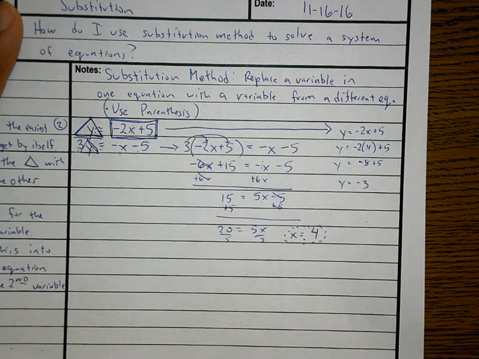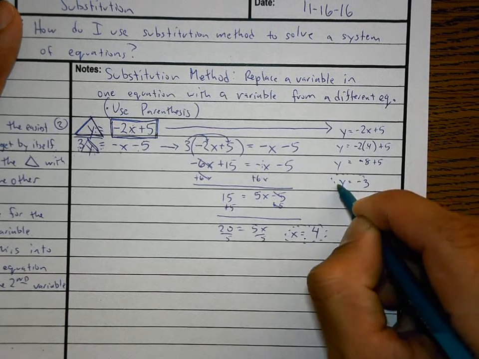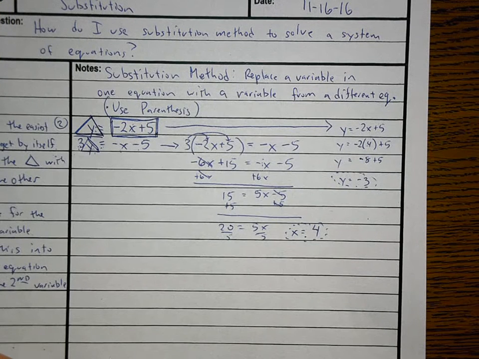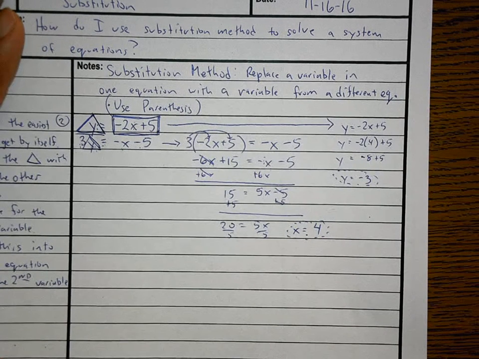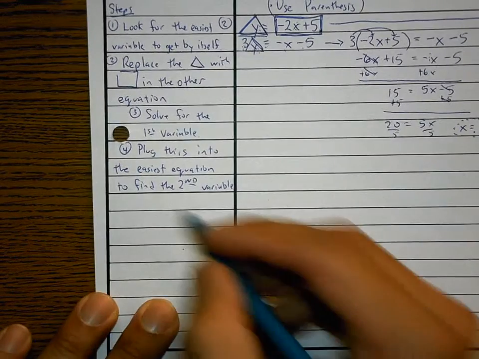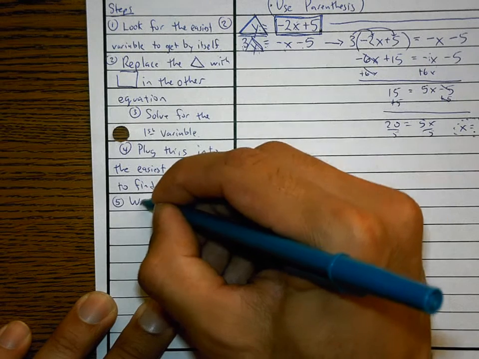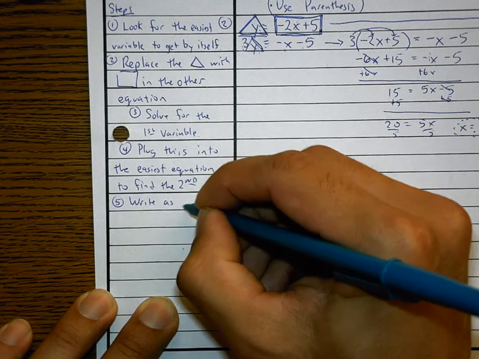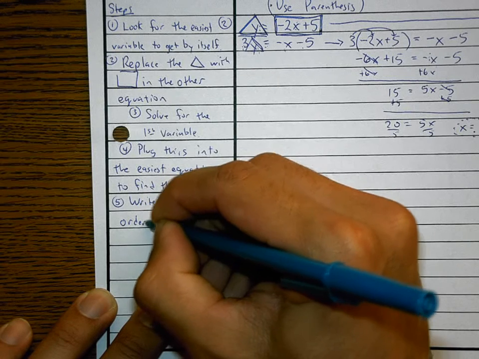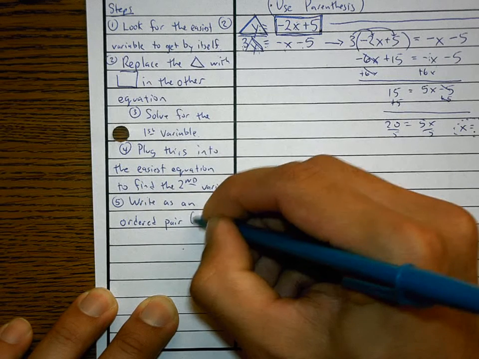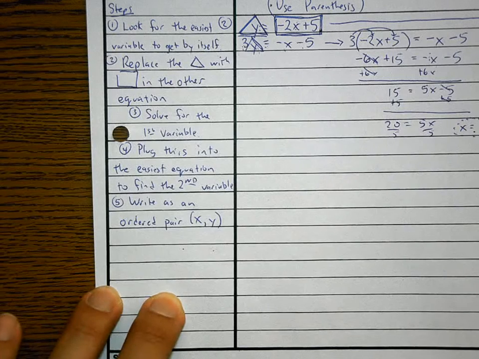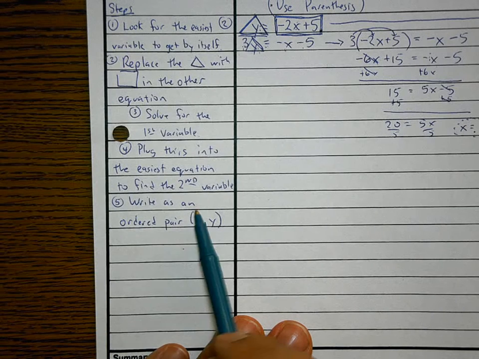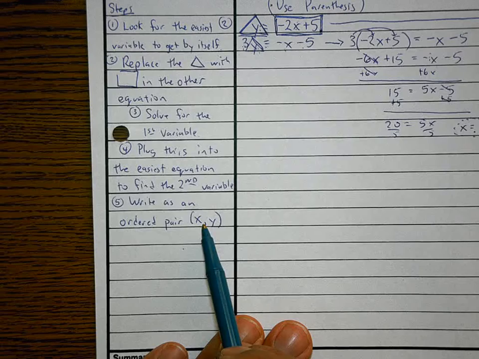Negative 8 plus 5. 5 take away 8 is going to be negative 3. This is the second half of your answer, but it's not your final answer. The last step that we do is write it as an ordered pair, x comma y.